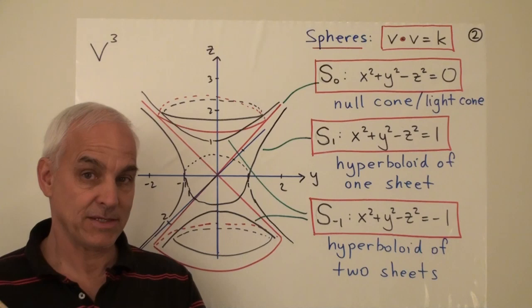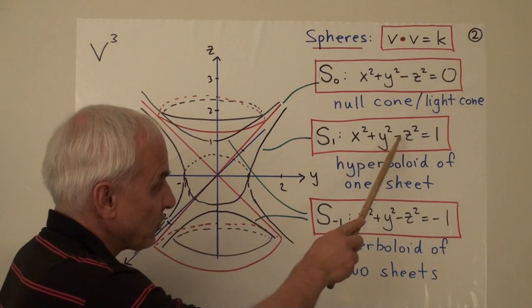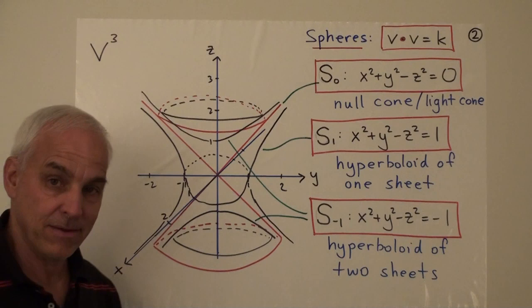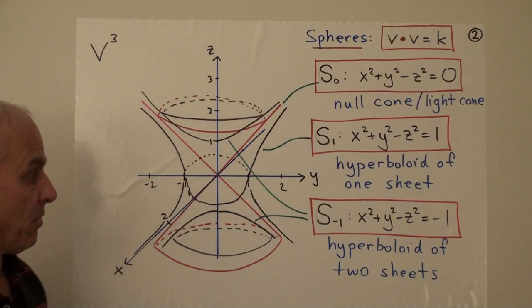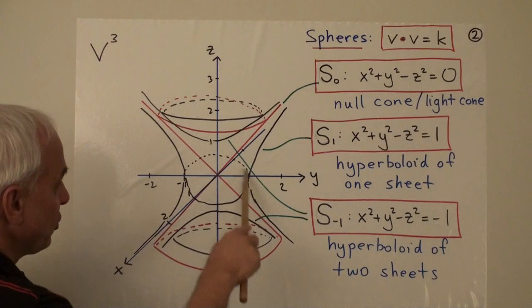So let's have a look at this S1 first: x squared plus y squared minus z squared equals 1. That's a very interesting quadratic surface, called a quadric in geometry. And it's in fact geometrically a hyperboloid of one sheet, if we looked at it in ordinary Euclidean geometry. And here it is right here. It's this hyperboloid. It's got a circular cross section here, and then it comes in down to a waist, and comes back out like this.